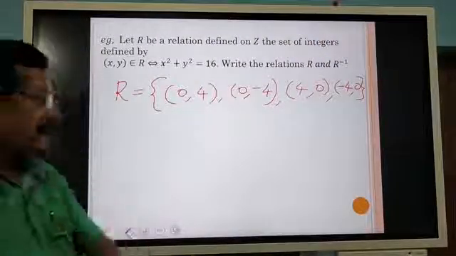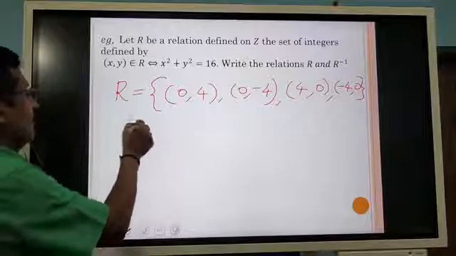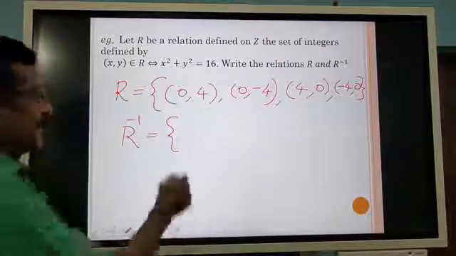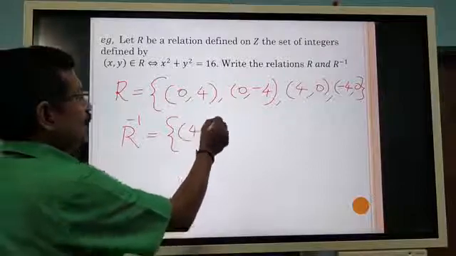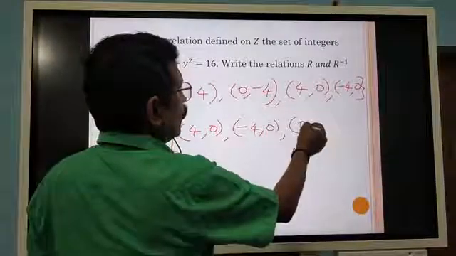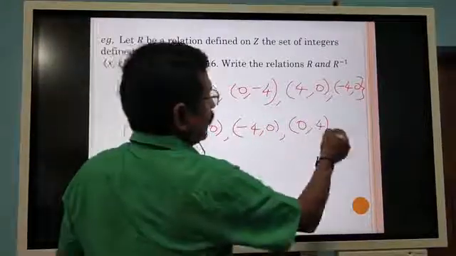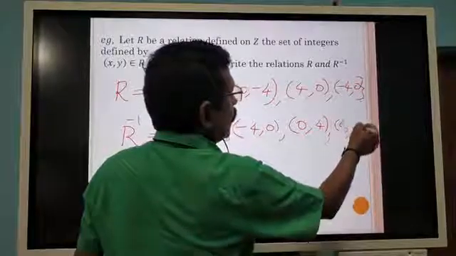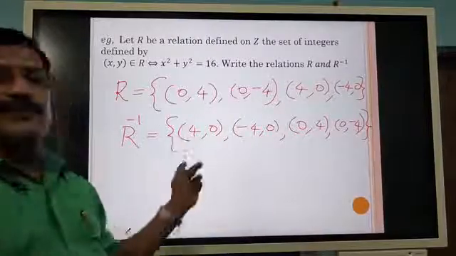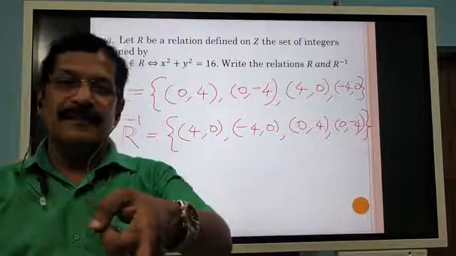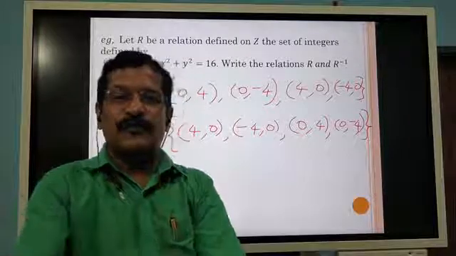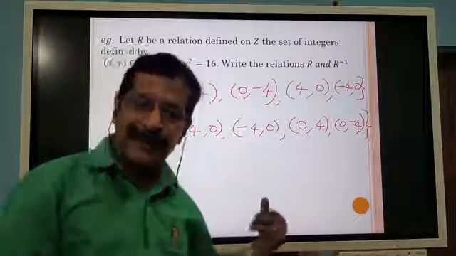Now we have to write R inverse. R inverse is equal to, just reverse the ordered pairs. So (4, 0) becomes (0, 4), (minus 4, 0) becomes (0, minus 4), (0, 4) becomes (4, 0), and (0, minus 4) becomes (minus 4, 0). Dear children, here there is no distinction between R and R inverse, because it is symmetric: x square plus y square equal to 16 can be written as y square plus x square equal to 16 also. So there is no distinction between R and R inverse in this particular case.